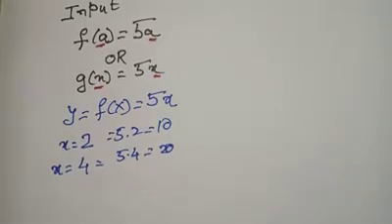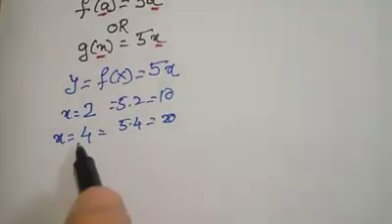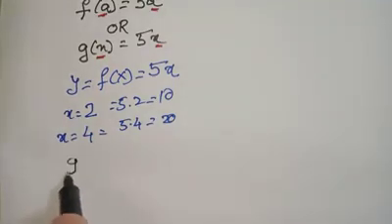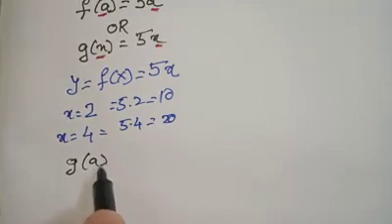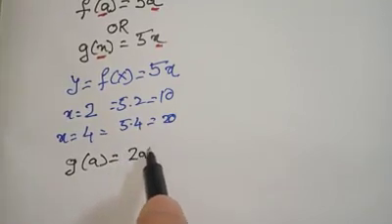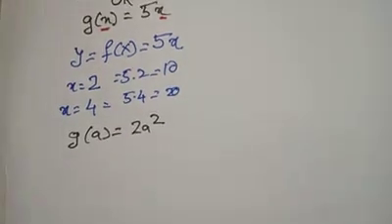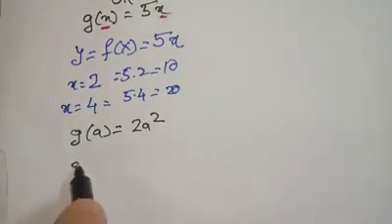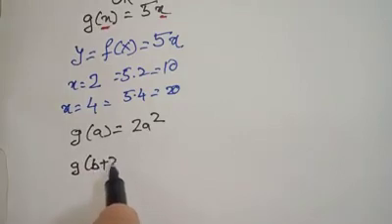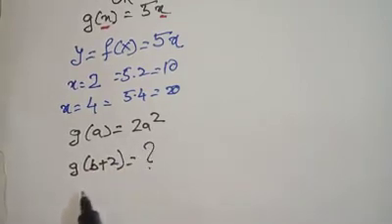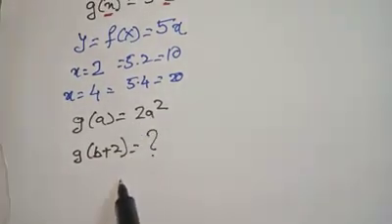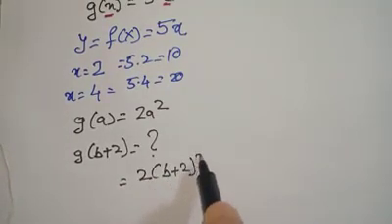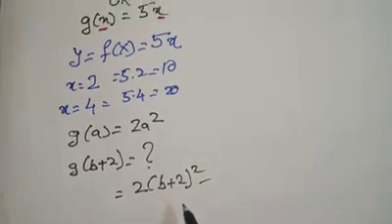Considering this, what we can also say, for example, we are taking a function, let me give you an example, g(a) equals 2a squared. For example, this is another function. And we would like to know, say for example, what is g(b plus 2)? What is this value? What we can do is just substitute this value over here, and we get 2 times (b plus 2) whole squared. Right? So this is the answer.